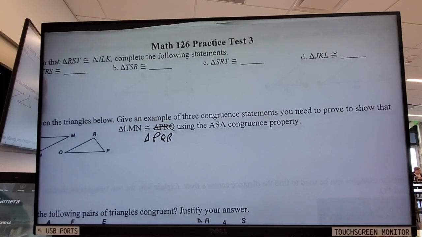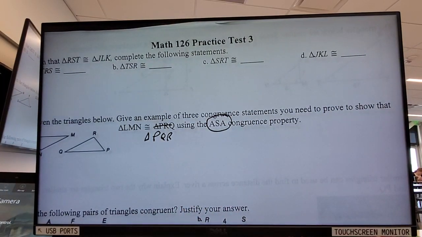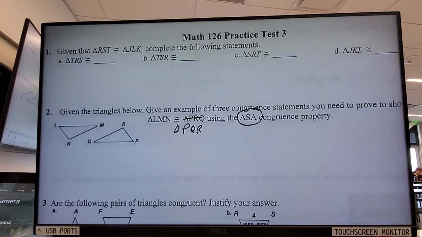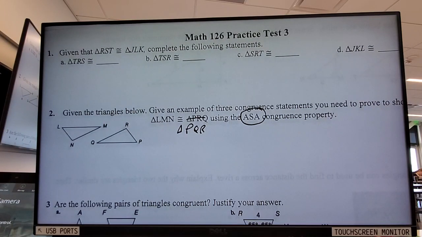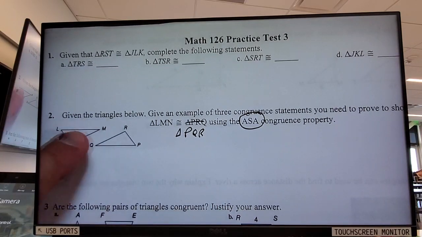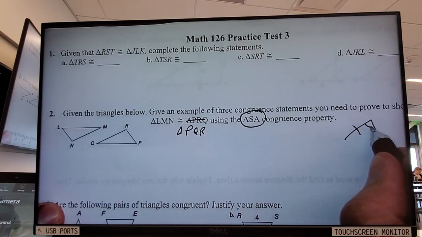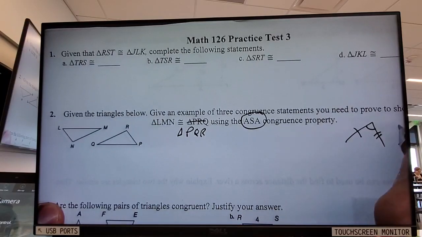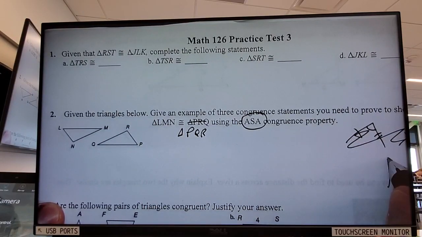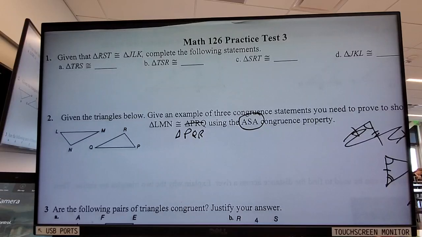Oh, okay. In order to use the angle side angle congruence property, I need to get an angle from this one that's congruent to this one, a side that's congruent, and an angle that's congruent. But angle side angle specifically says you would need to have angle, side, angle. You would have to have the included side between the two angles you pick.